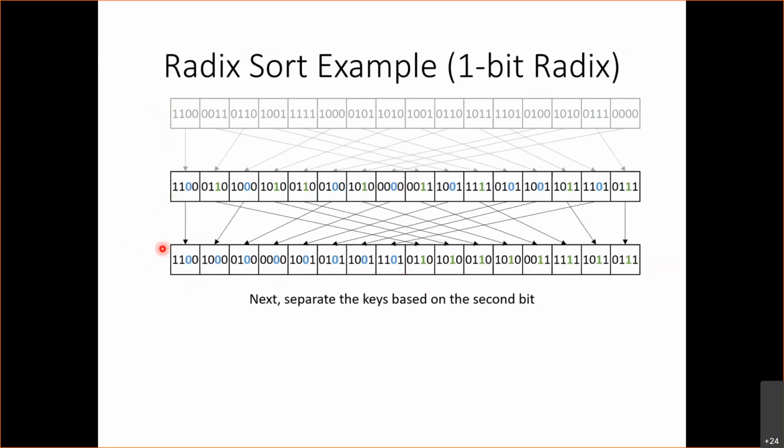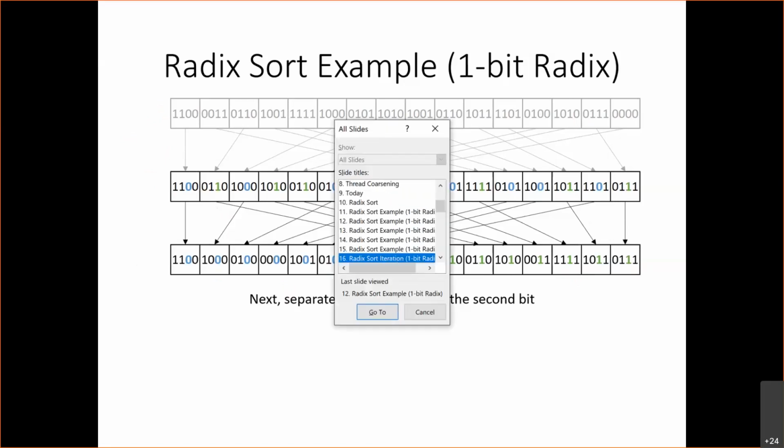If I want to separate the elements in my array into 4 buckets for 0, 0, 0, 1, 1, 0, and 1, 1, I can do that by doing 2 consecutive 1-bit separations. Is that clear? Yes, it's clear. Yeah, so this is exactly what we do.